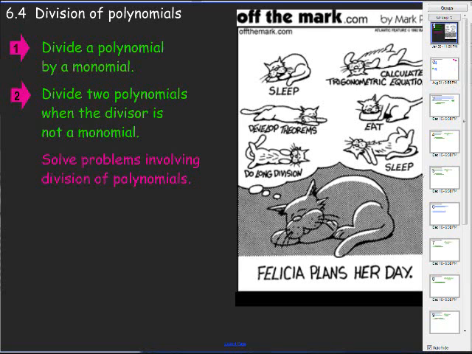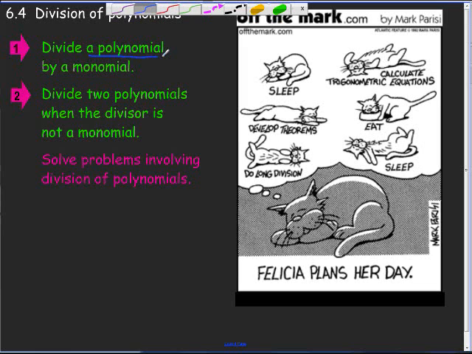We've added and subtracted rational expressions. We've multiplied rational expressions. Now we're going to look at division of polynomials. This is going to help us a lot with further activity with rational expressions. So the simple part, dividing a polynomial by a monomial, then dividing two polynomials. That is, the divisor is a polynomial other than a monomial.